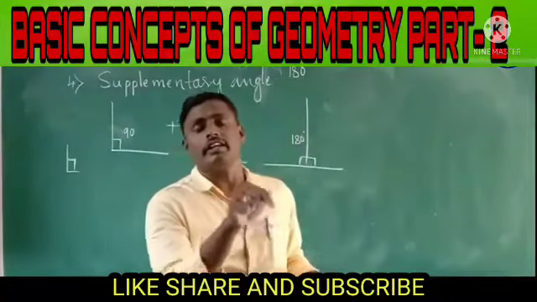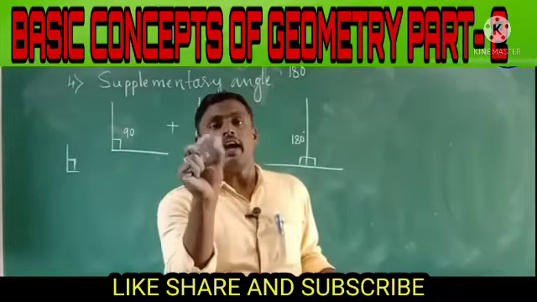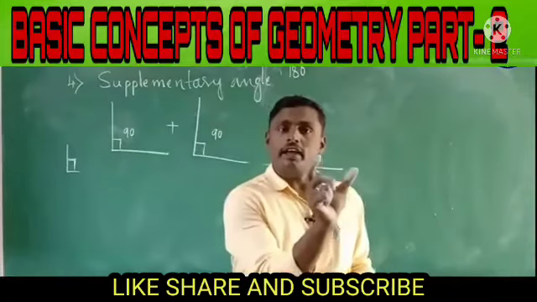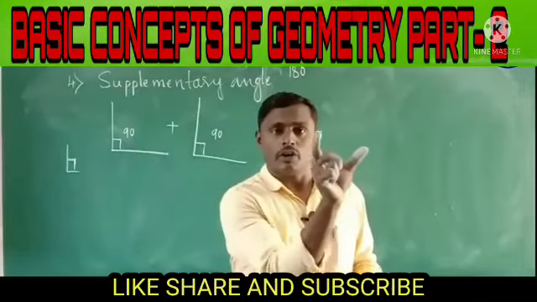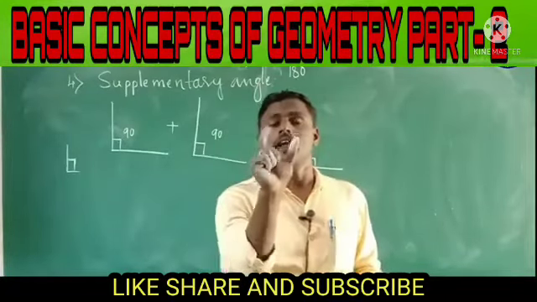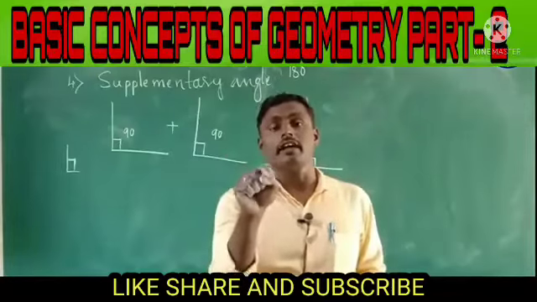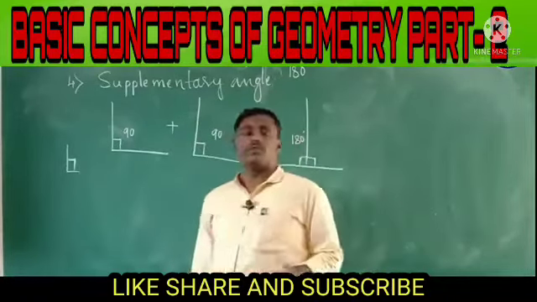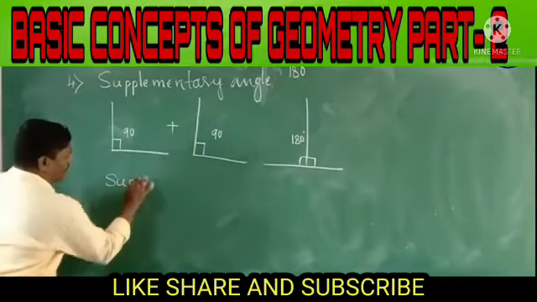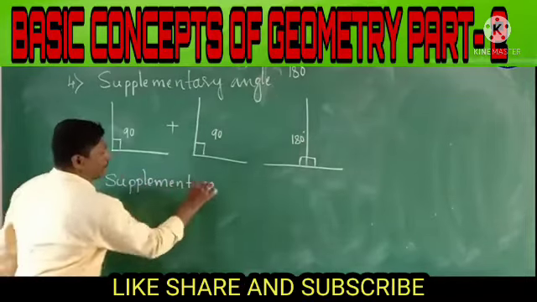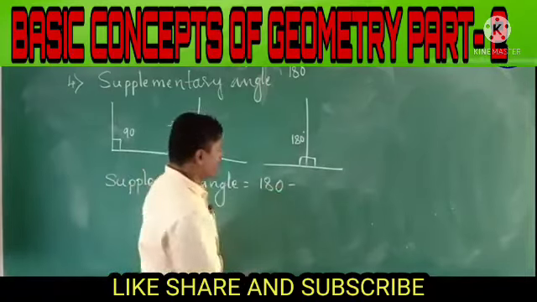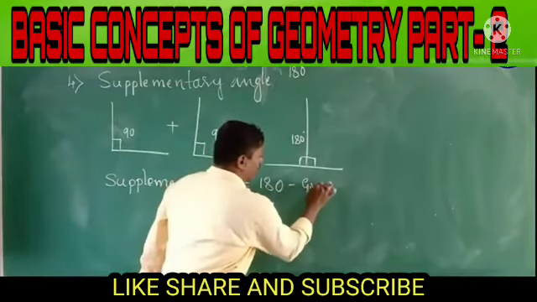As we already calculated for complementary angles, the complement angle is equal to 90 minus the given angle. Similarly, the supplement angle is calculated the same way. Instead of 90, we take 180 degrees. So the formula is: supplement angle is equal to 180 degrees minus the given angle.